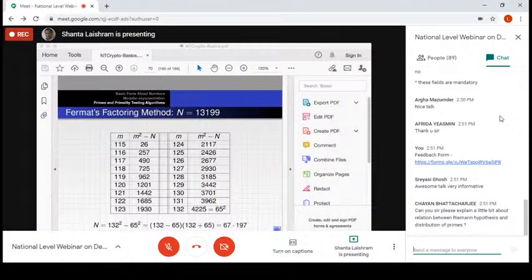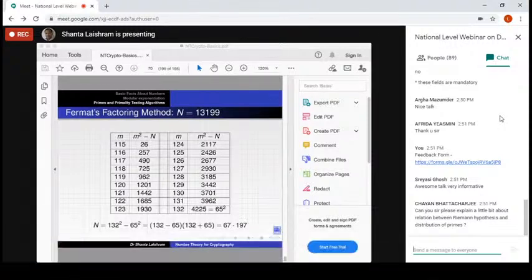Yeah, so I see one question here. Can you explain a little bit of the Riemann hypothesis and the distribution of primes? Okay, yeah, sure.